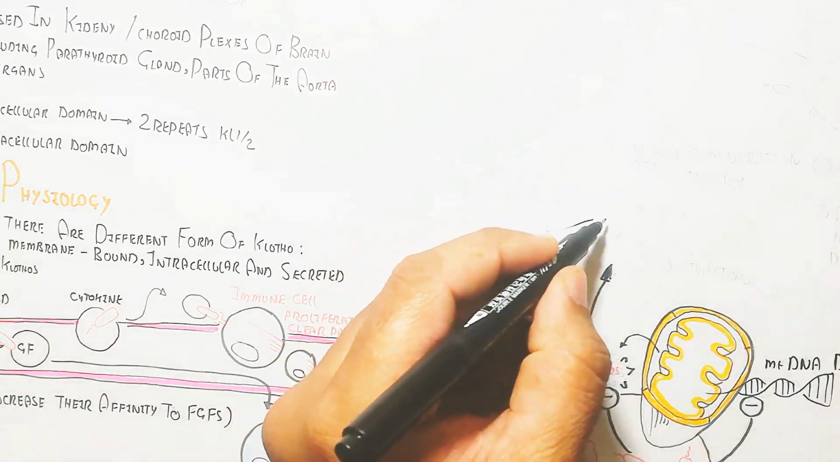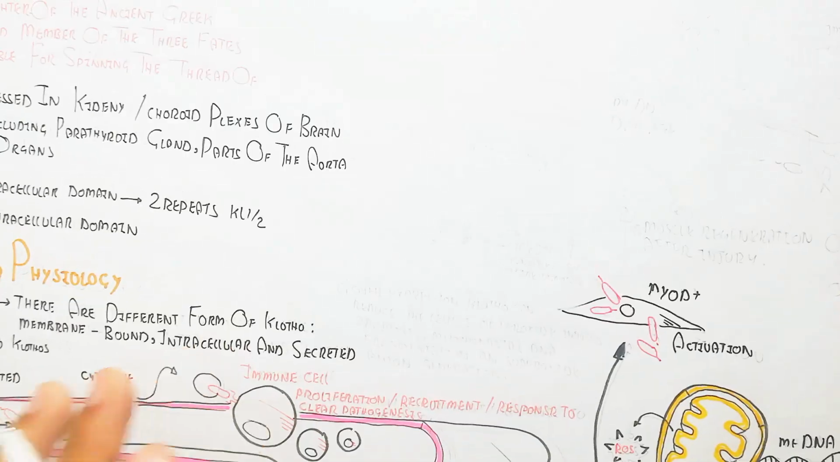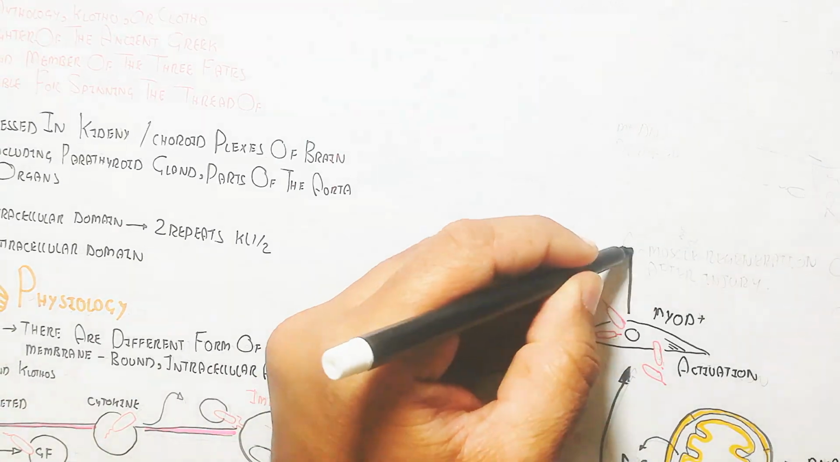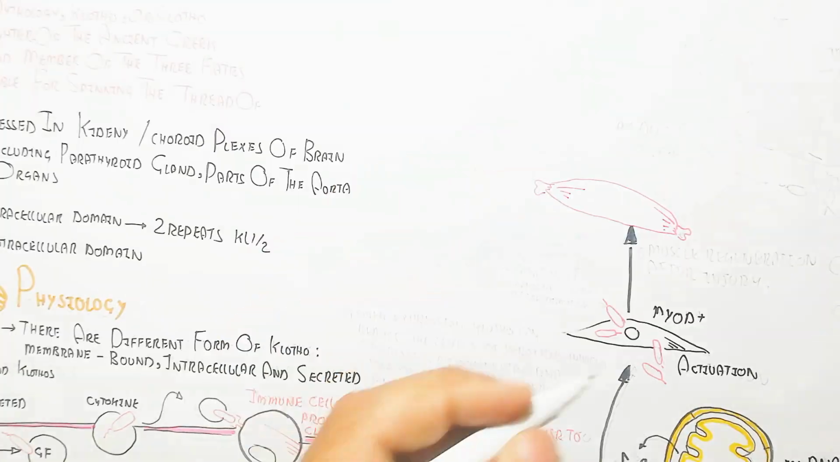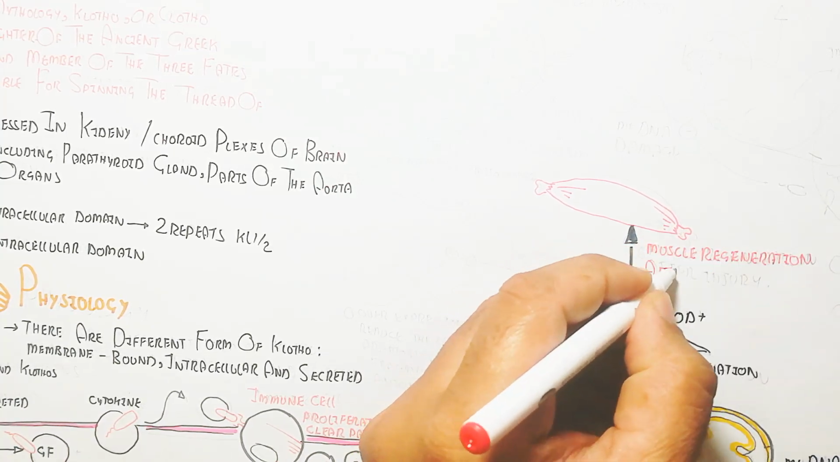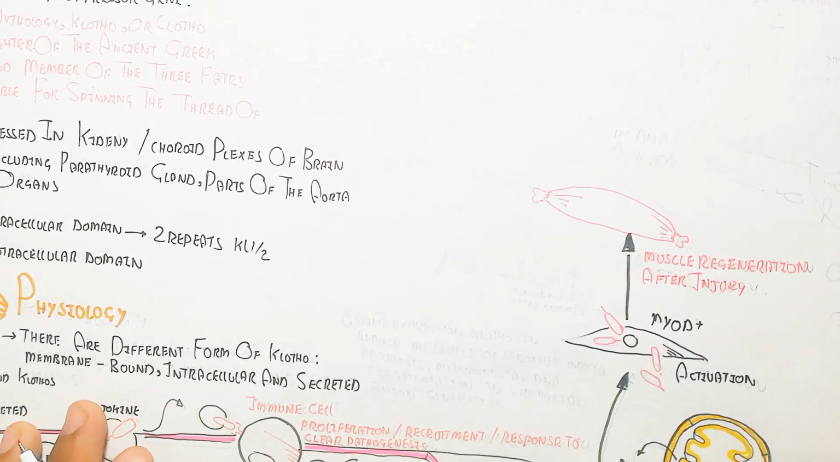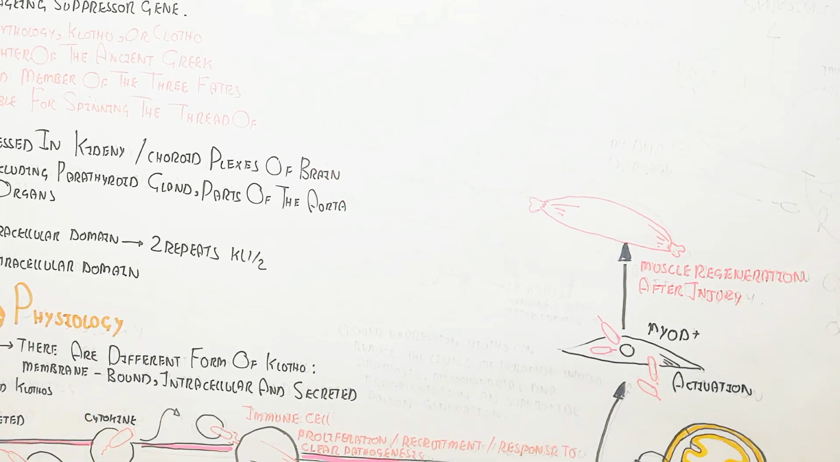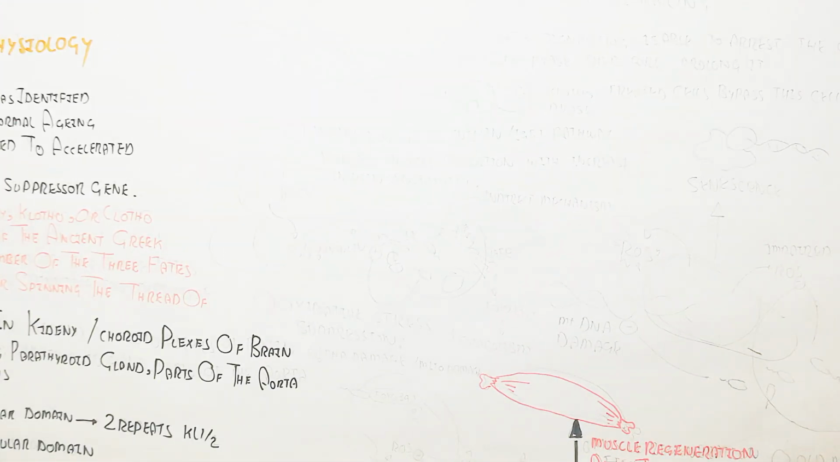Activation of these muscle stem cells will lead to muscle regeneration after injury. So whenever you go to the gym and injure your muscle, the preparation during the fasting stage and the recovery phase during sleeping time will lead to muscle regeneration after injury.